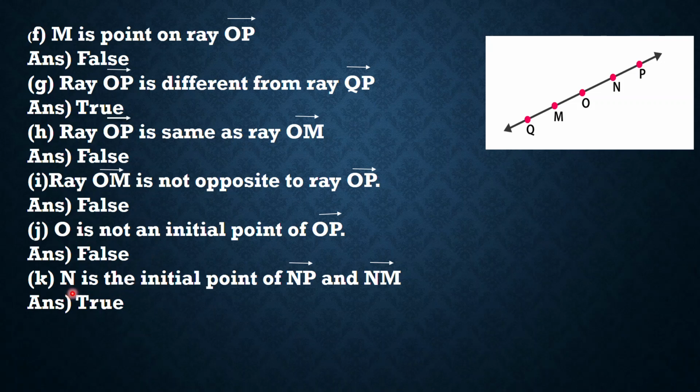Then, N is the initial point of NP and NM. Obviously, NP is a ray and NM is a ray. So N is the initial point. Towards this side endlessly it will travel, towards this side endlessly it will travel, but both the rays are starting at point N. So N is the endpoint of both the rays. Yes, it is true. Hope you understood this exercise.